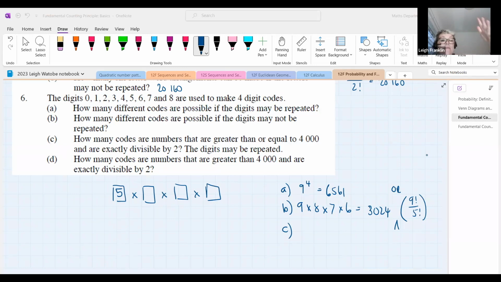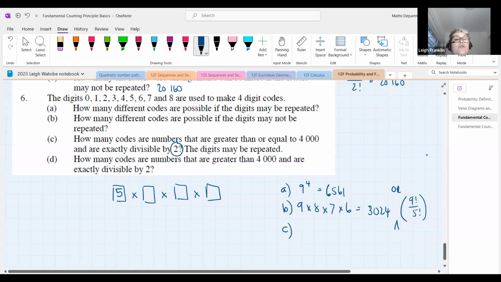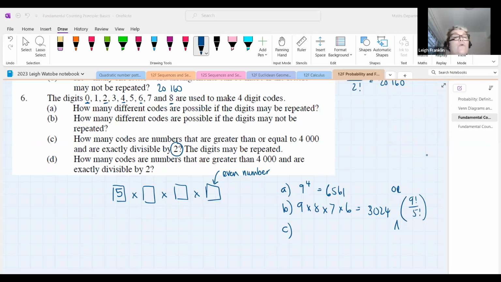Then we want a number that is divisible by 2. So what sort of number has to go in the end block over here? It has to be an even number. So how many even numbers do we have? We've got 0, 2, 4, 6, and 8. So 1, 2, 3, 4, 5 ways.